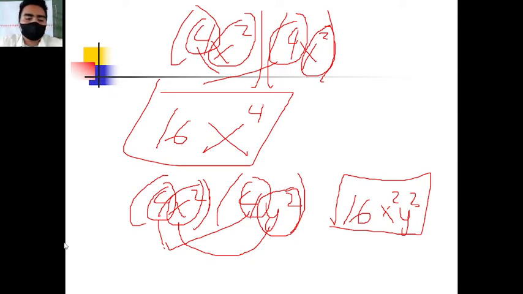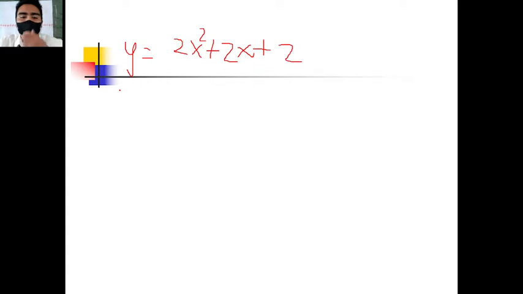Alright, so we are clear with that one. Now, given a function, for example, y is equal to 2x squared plus 2x plus 2. I will be asking you, in this function, what is the highest degree of that function?